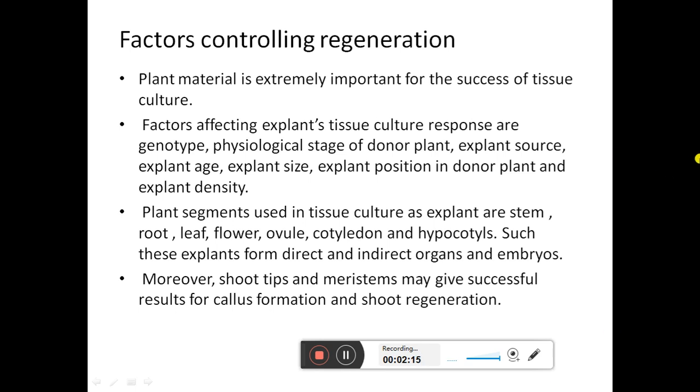Plant segments used in tissue culture as explants are stem, root, leaf, flower, ovule, cotyledon, and hypocotyls. Such explants form direct and indirect organs and embryos. Moreover, shoot tips and meristems may give successful results for callus formation and shoot regeneration.